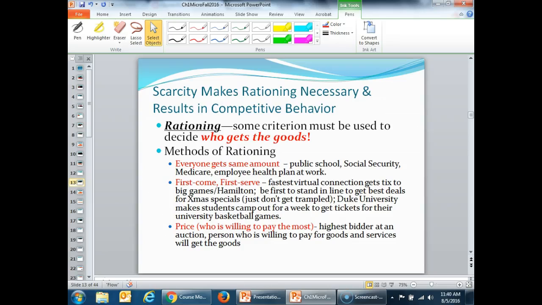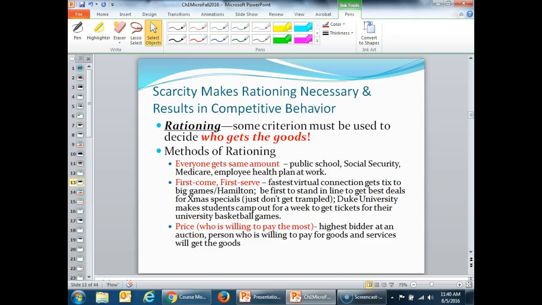So anytime we have scarcity, we have to make trade-offs. So if we have some set of goods and services, who gets them? Who gets the goods and services? How are they rationed? This is another kind of economist word. Rationing is some criteria that must be used to decide who gets the goods.